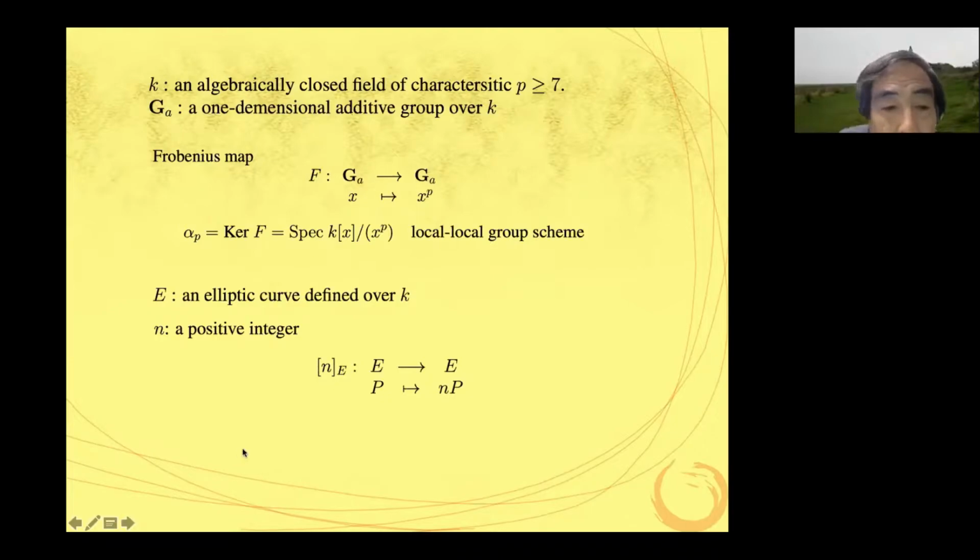And let E be an elliptic curve defined over K, and N a positive integer. Then we get a homomorphism from E to E, multiplication by N. And by definition, we denote by E[N] the kernel of this homomorphism.